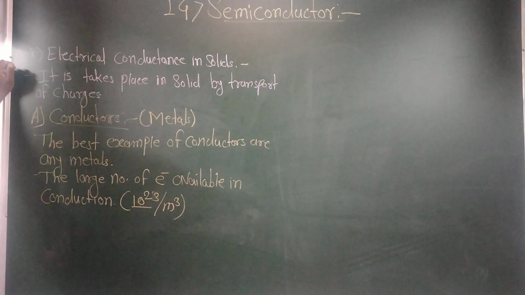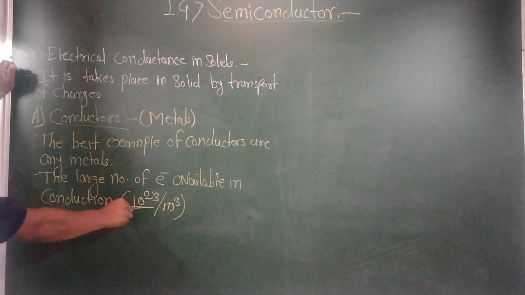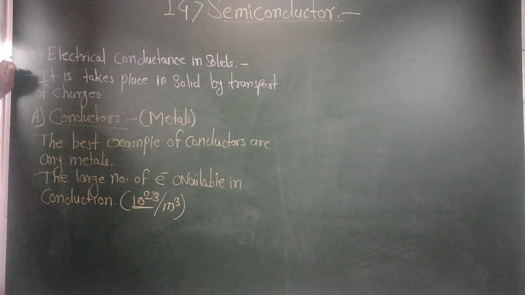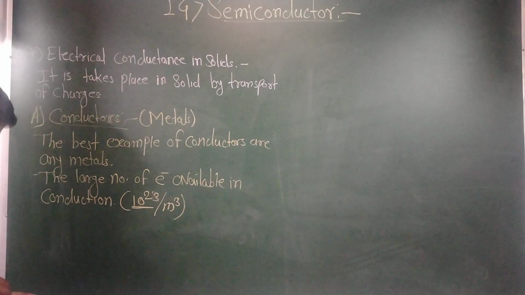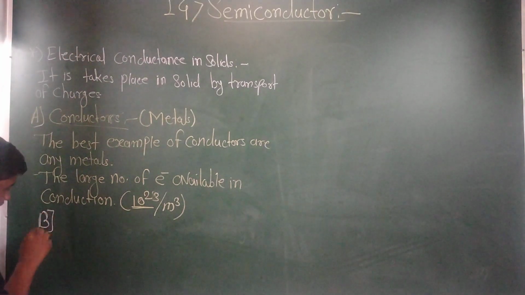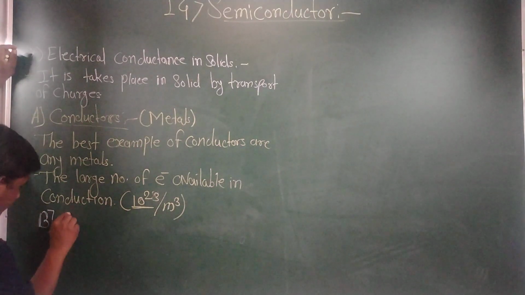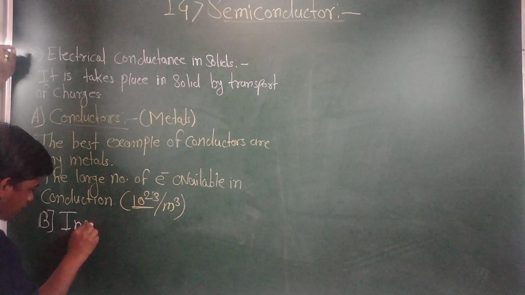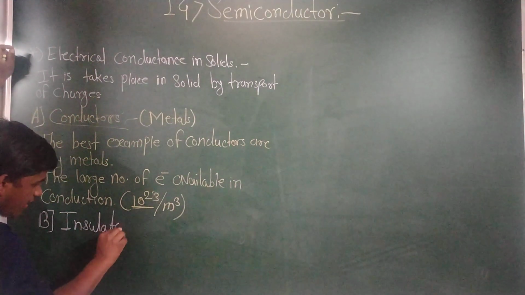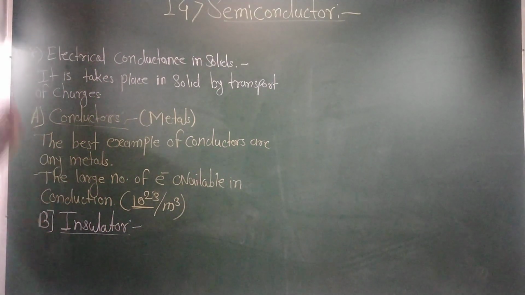The metals are good conductors due to the large number of electrons available in the conduction band. The next example we are taking, the second part B, is insulators. The insulator is also called a bad conductor.